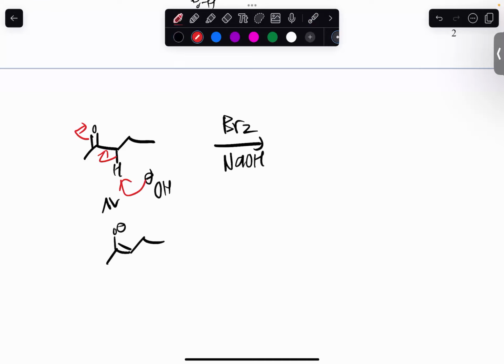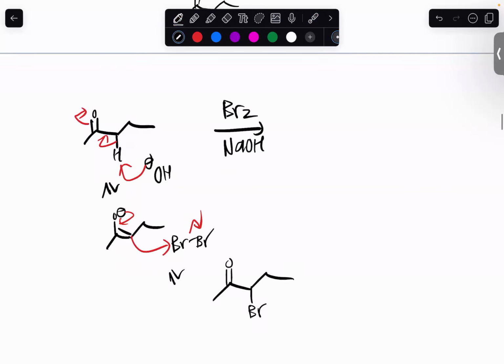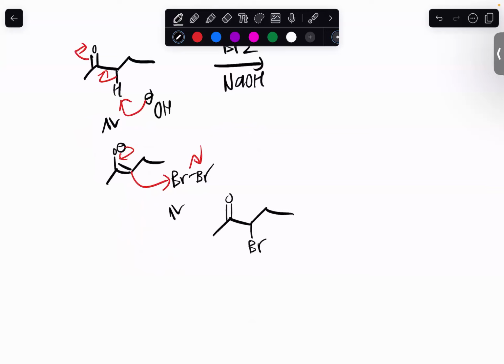When we do the resonance, this carbon has a negative charge, and that negative charge is just going to attack the Br2 and kick out the other bromine. That's going to give us the same product as earlier. But in this case, we could keep going, and I'll show you why. Let's say OH minus, do that, we have this, and then Br.